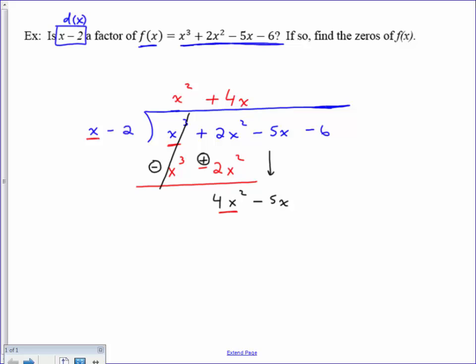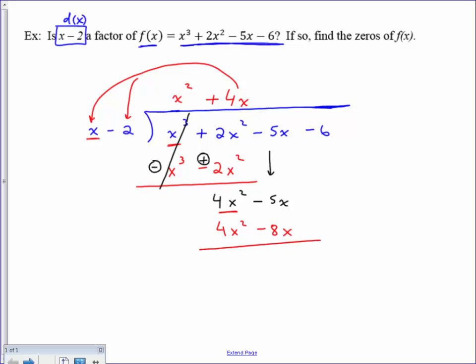Also notice up here in the piece that's becoming the quotient, you see we have an x squared term, and then the next term down is x. That's not a coincidence. So you have your powers being in descending order along the top. All right, we put down the 4x. You now have to distribute that 4x to both terms that you have in the divisor. So 4x times x would be 4x squared. 4x times negative 2 would be negative 8x.